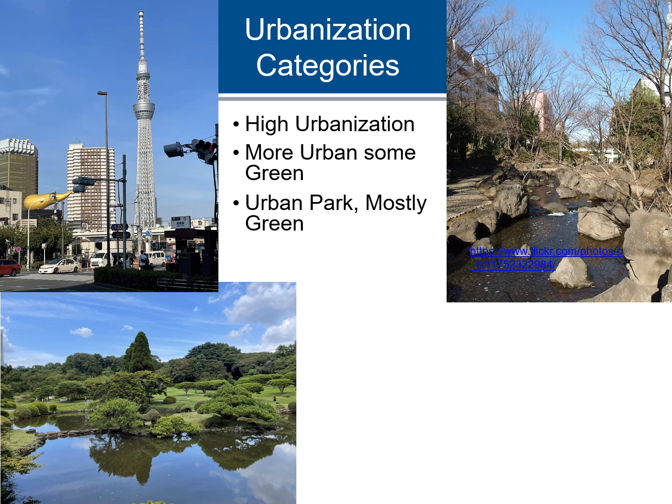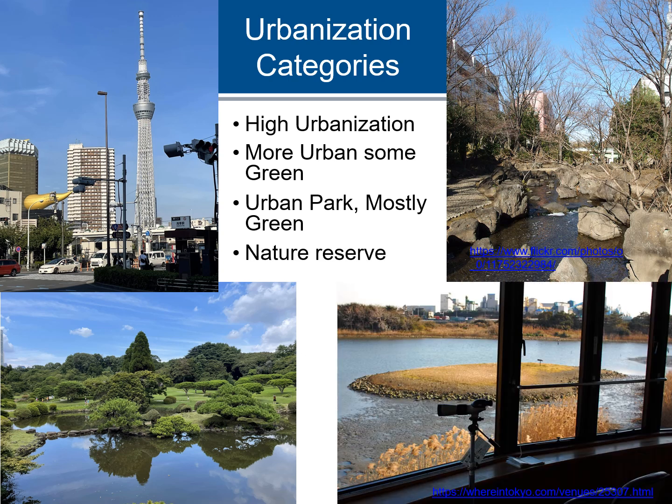Then urban park, mostly green. So the Shinjuku Gyoen National Garden is a good example of this. Clearly manicured, lots of lawn, lots of trees, lots of human impact, but yet it's some green space. It's an urban oasis for wildlife.